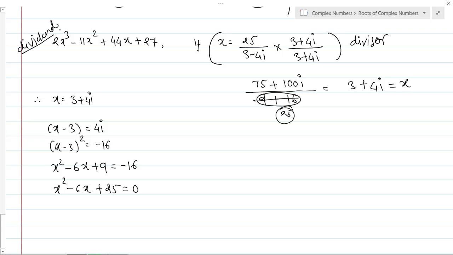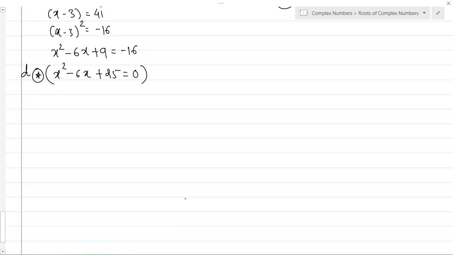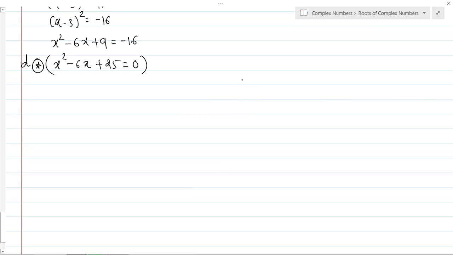Okay, perfect. So this divisor is actually this: x square minus 6x plus 25. Okay, let's take this as a divisor. Let me write this as a small d and let me write this as a capital D, dividend. Okay, now let's divide. Let's make use of the common or traditional division method.